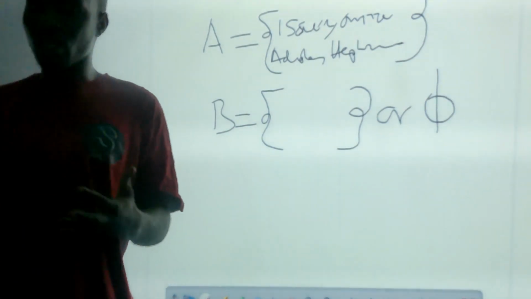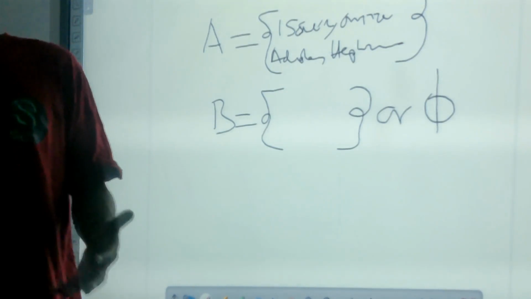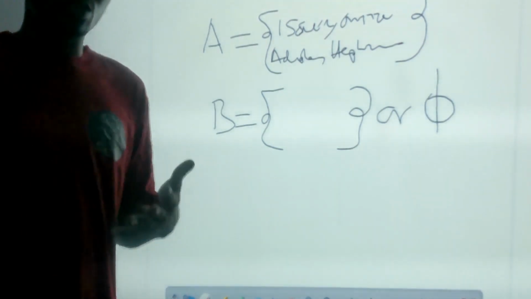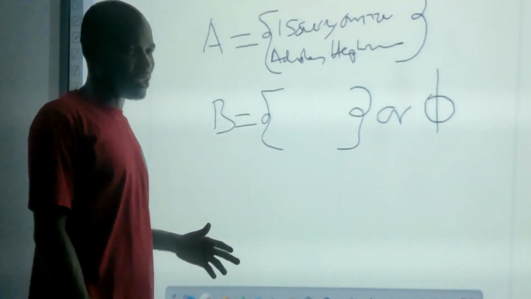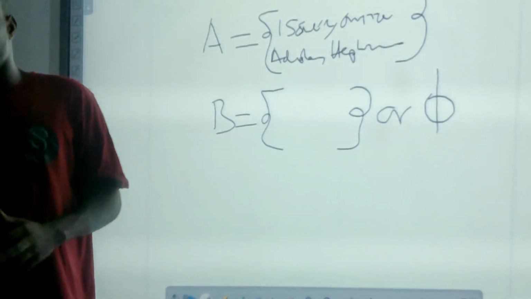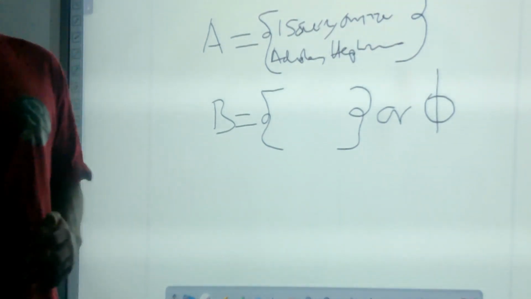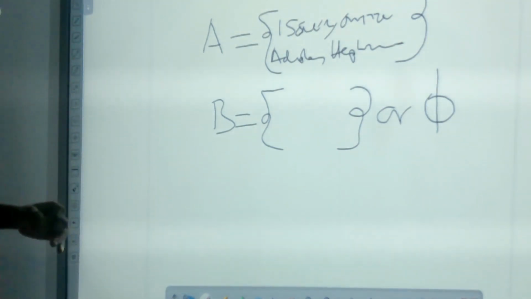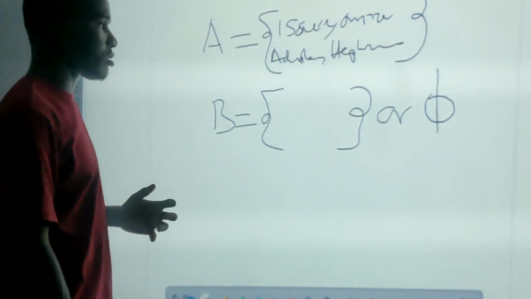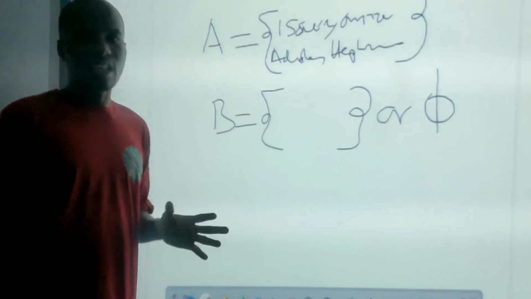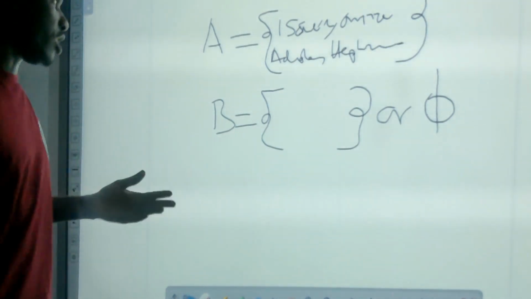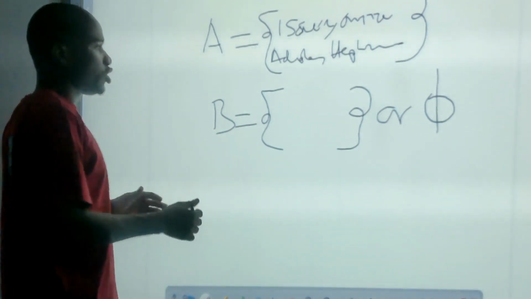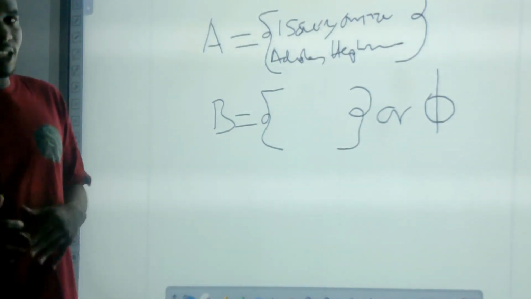So the first type we talk about is the empty set. What are empty sets? They are those sets that do not have any element in them. So empty sets do not have any element defined in them, and their cardinality is 0. Cardinality just means the number of elements in that set.